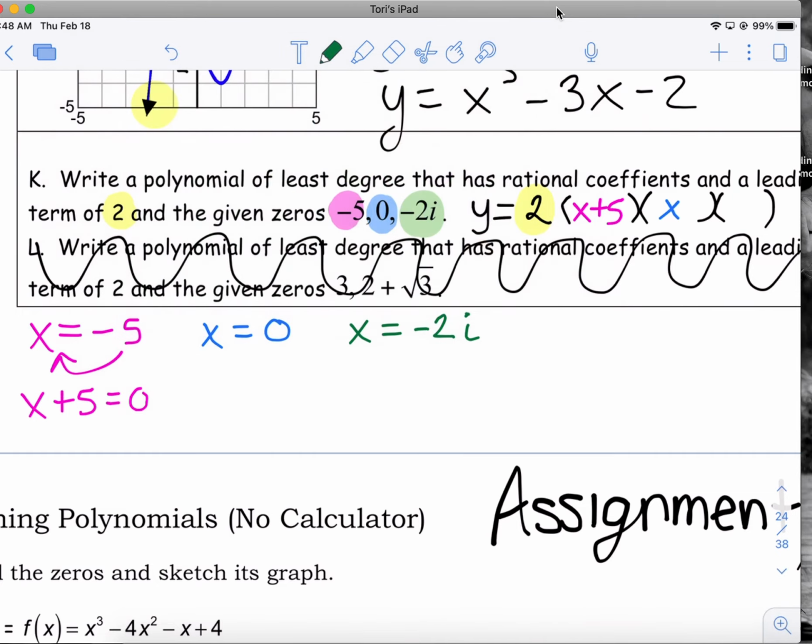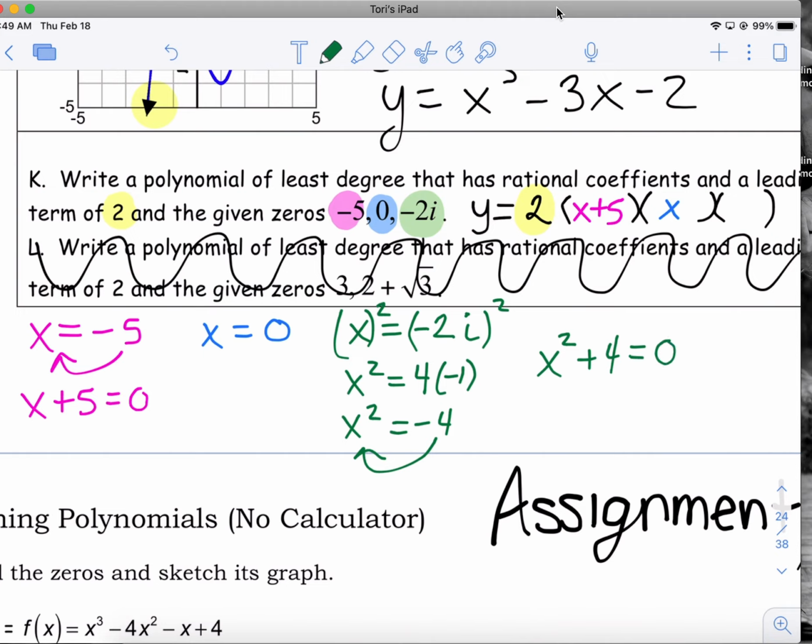But this one's a little bit dicey. What you can think about here is we know that a 2i comes from square rooting something. So if I square both sides, that means x squared equals 2i squared, which gives me 4 times i squared, and i squared gives me a -1. So think about that like x squared equals -4. If I move that guy back to the other side, I get x squared plus 4 equals 0. And that's what I can put into my parentheses. So x squared plus 4.